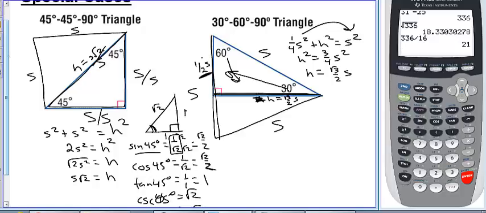Now if we divide by s, we get this side is 1, this side is 1/2, this side is square root of 3 over 2. So what do we want to do?